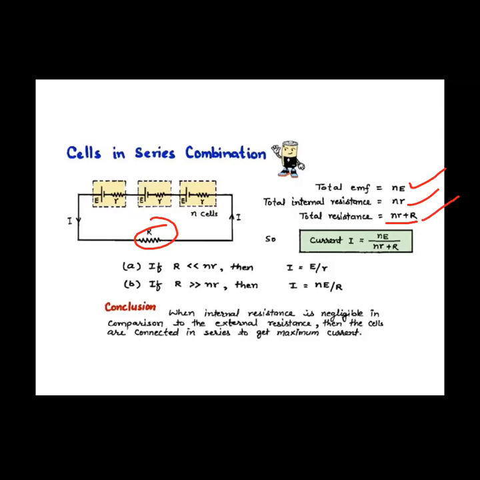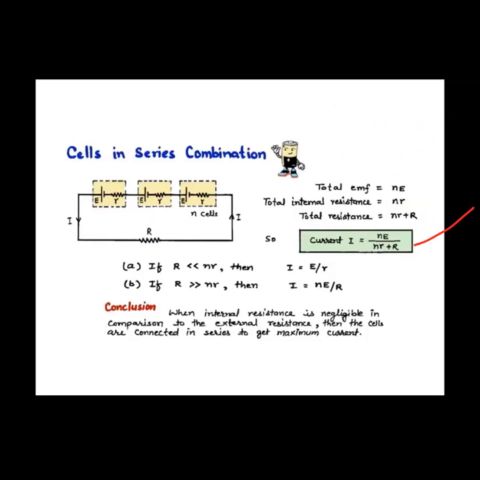Now from Ohm's law, we know that V equals IR. If we make I the subject of the formula, I equals V by R, where V is the total voltage and R is the total resistance. So your total voltage, that is your total EMF, V is how much? nE. So here nE came. And R is the total resistance, which we just calculated as nr plus R. So it is nE upon nr plus R. This is the current that will be flowing in this combination.